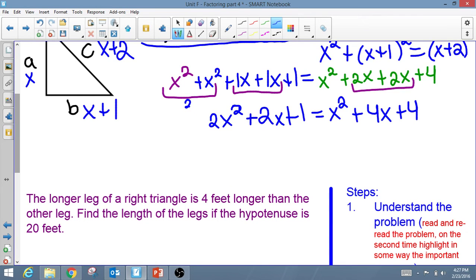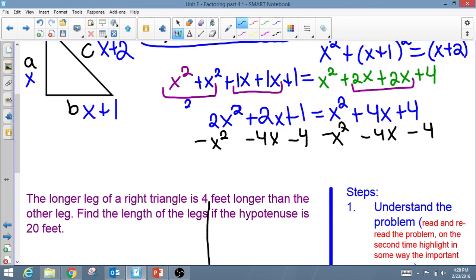Now we need to combine across, and we will move everything to one side. So you can move to the left or the right. It doesn't matter, you choose. I'm going to move everything to the left. So we're going to move x squared. So we have to do opposite operations, and the opposite to move the x squared is minus x squared. We have an x squared over here, so we'll combine it here. Minus 4x, minus 4x, minus 4, minus 4. Okay, I'm going to move these down.